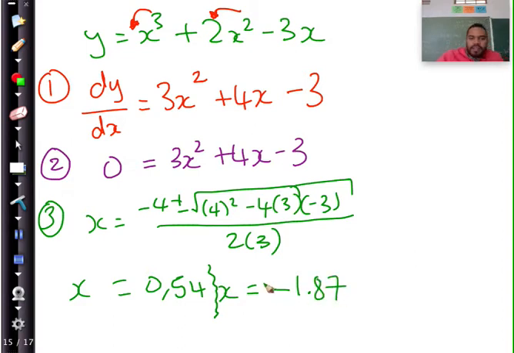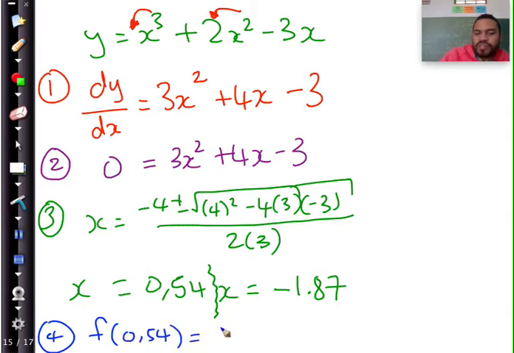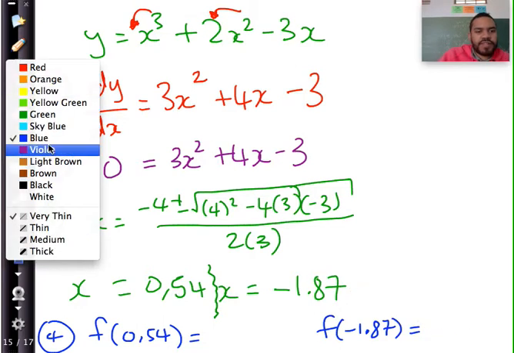negative 1.87. Okay, so let's take the fraction versions of that and substitute in, and then we get the y coordinates, right? I'm not going to write out the full substitution. I'm just going to say that must be f of, what is the fractional version of this? Just put f of that. So what do you get when you substitute that into the original equation? And then the other one, f of minus 1.87. I'll give you guys a moment to do that.